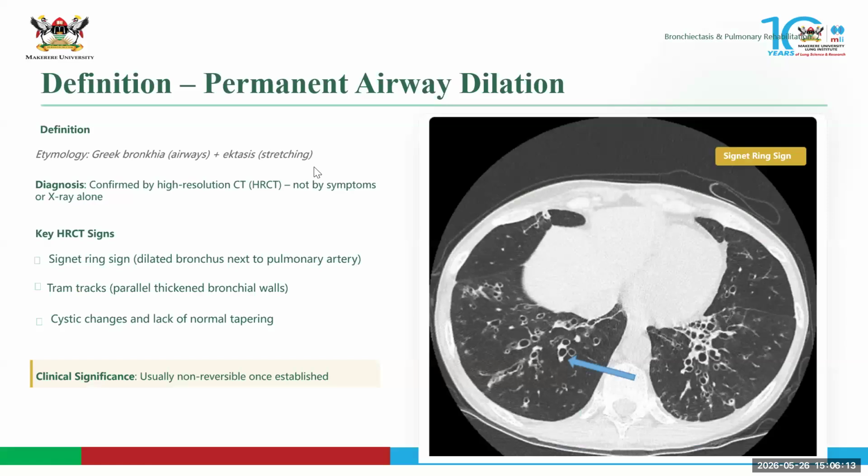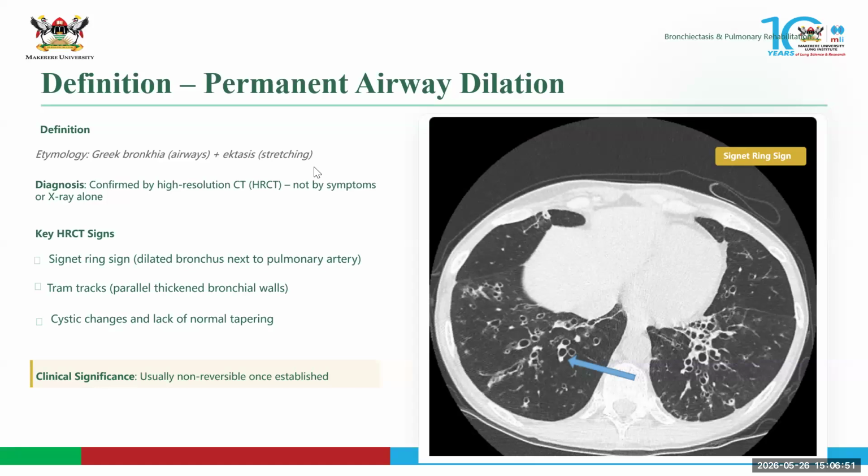So to set off, bronchiectasis. The word looks at two components. One means the airways, and the other talks about the stretching or the dilatation. It being a permanent airway dilatation, it is mainly diagnosed by HRCT, and not only by symptoms or by X-ray.